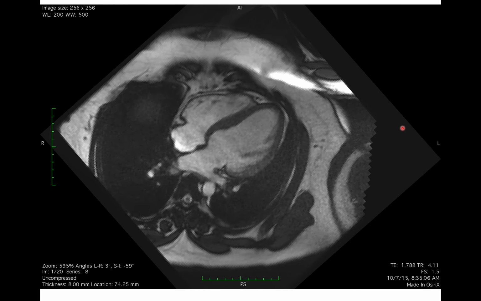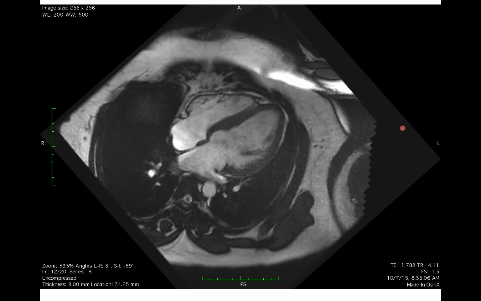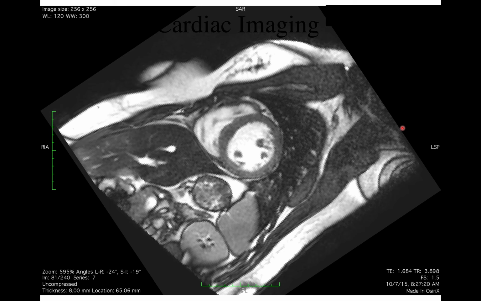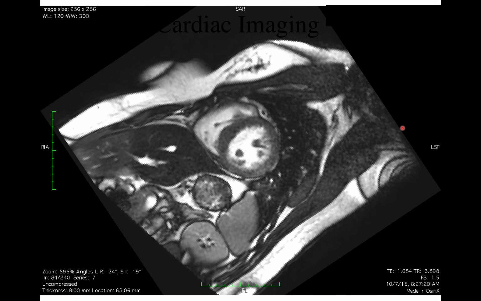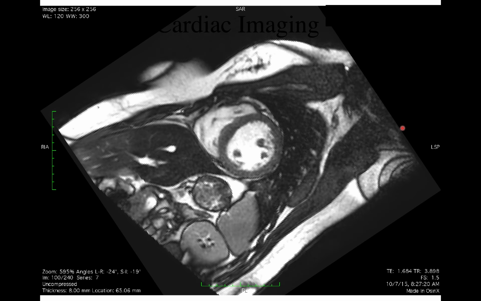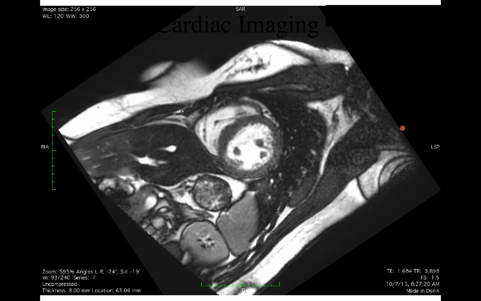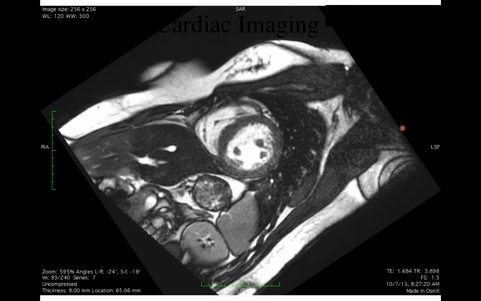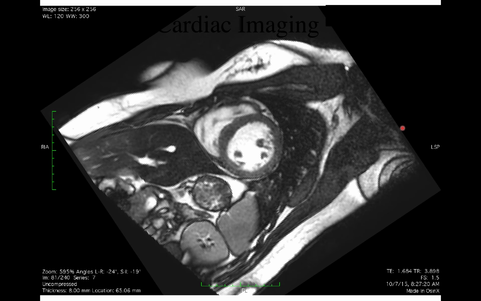But you can get a plane in any orientation through the heart. So this plane here, let me play this again. This is called a short axis view. And my heart would look something like this. So I gotta stay here for the microphone. My heart looks something like this. A short axis view cuts it this way. So it looks like a donut in the view.